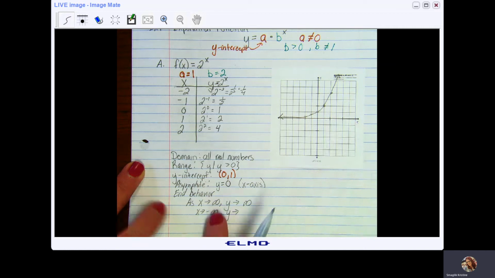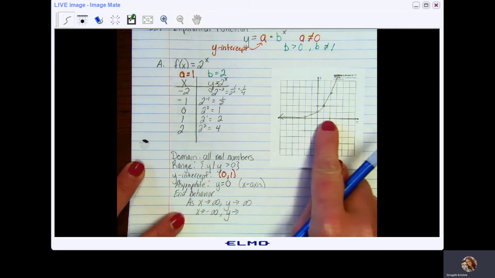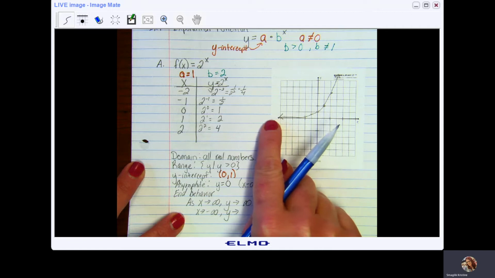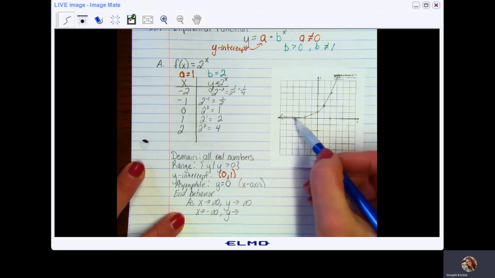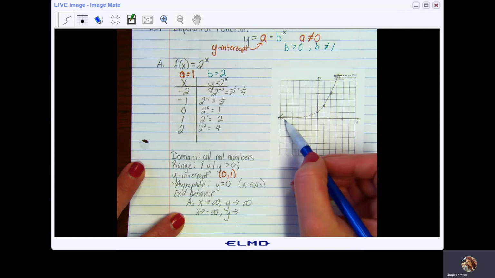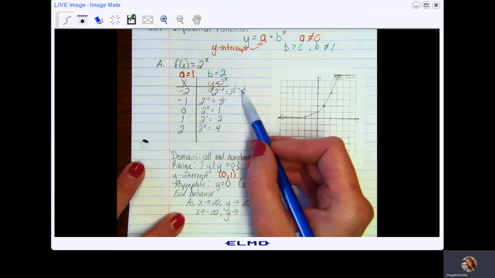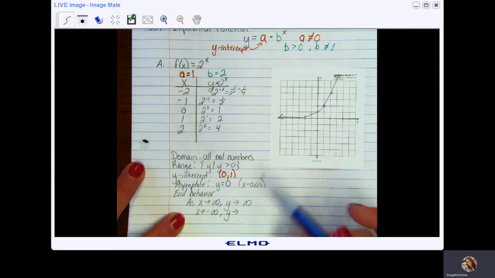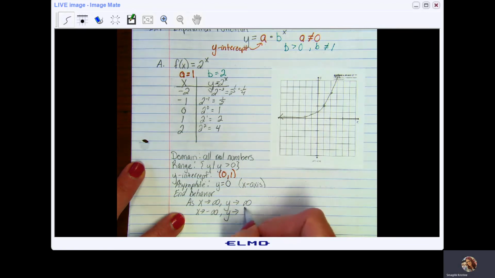As I go the other direction, as x approaches negative infinity, my x values are getting smaller. Where are my y values approaching? Well, they're approaching 0. Remember, those values are going to get tiny, tiny, tiny numbers. As my denominator gets bigger, my value gets smaller, but it will never equal 0. So I am approaching 0.